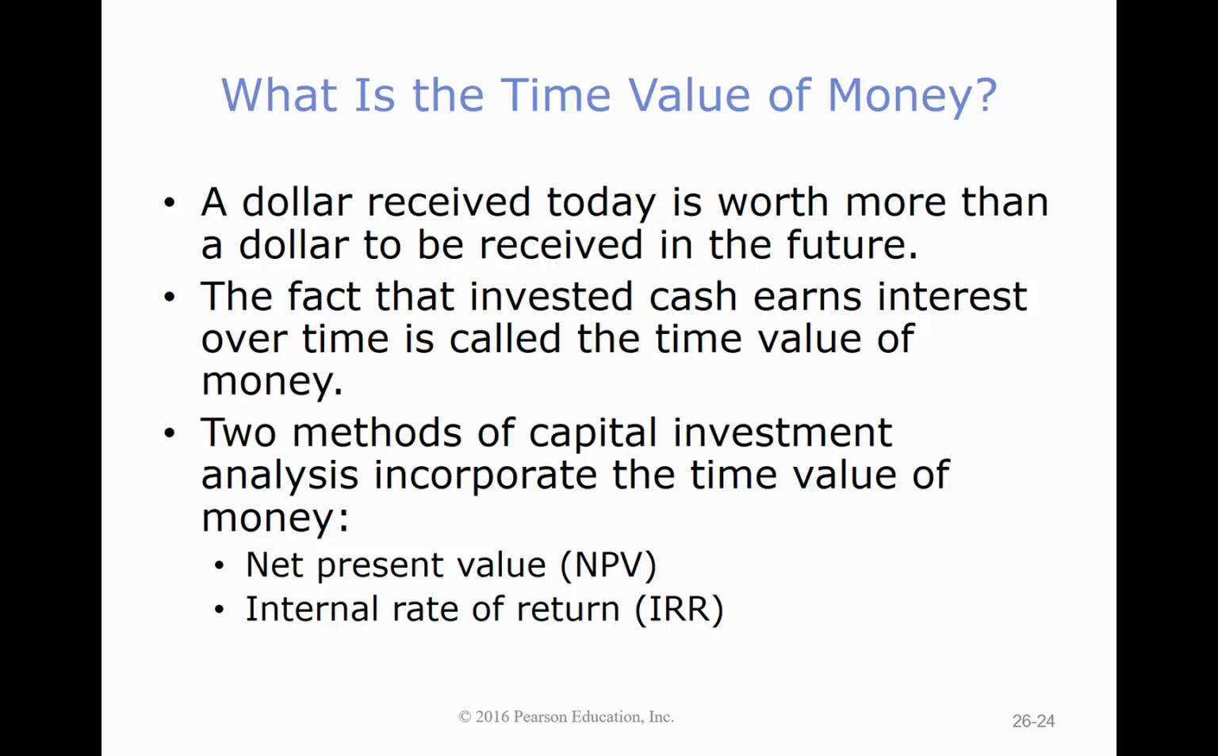All right, so the other 2 methods involve using the time value of money, which is something we touched on very, very briefly in Accounting 1. The idea behind the time value of money is that a dollar received today is worth more than a dollar to be received in the future. In other words, if I give you $100 today, that's worth more than $100 that I give you a year from now. Why is that so?